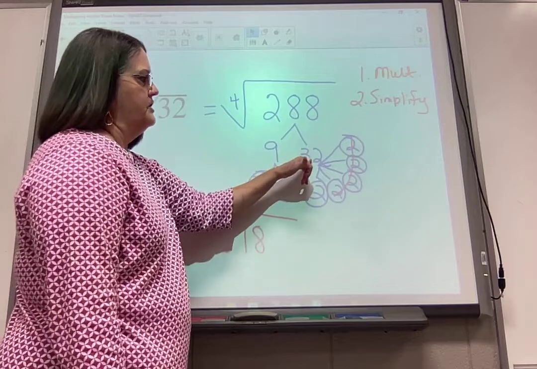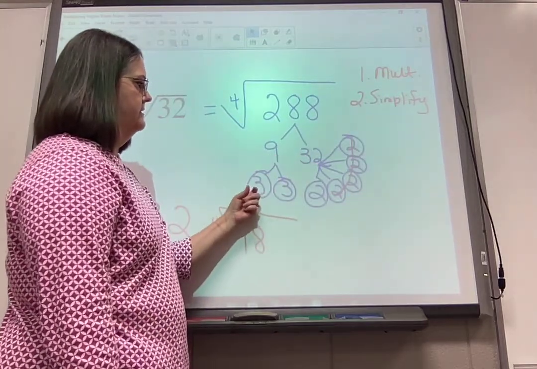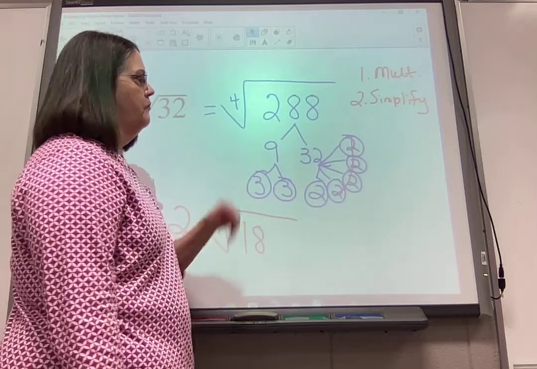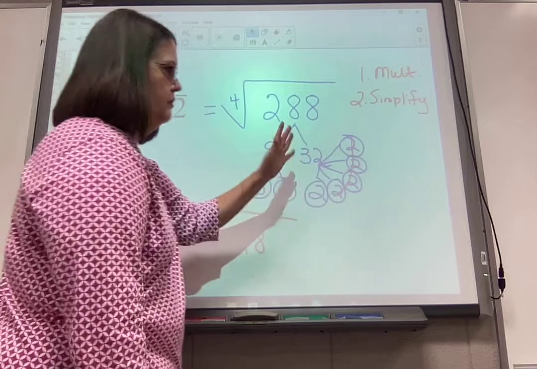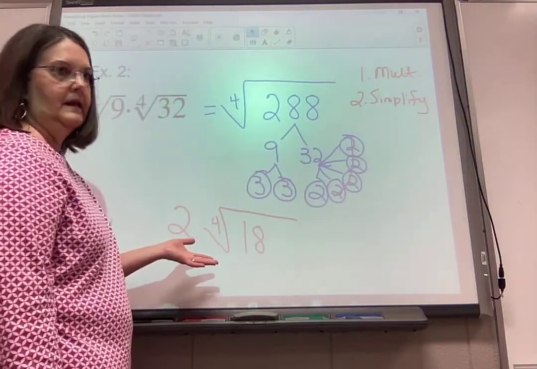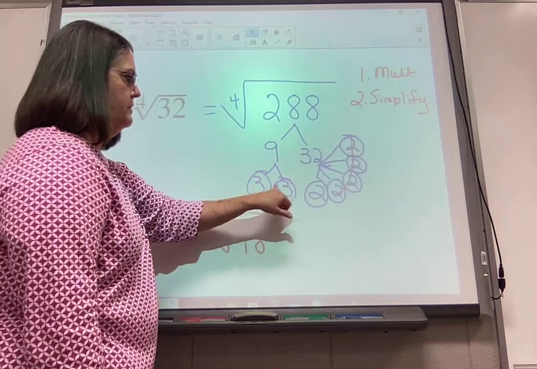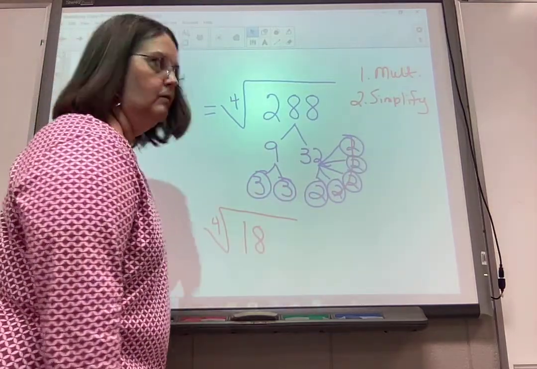We know that 32 has 5 2s, so we just write those out, and 9 is 3 times 3, and it's the 4th root. So to simplify this, you need 4 2s. So we have 4 2s, we brought 2 out, and we multiply the remaining numbers. So 2 times 3 times 3 is 18, and that's all there is to that one.